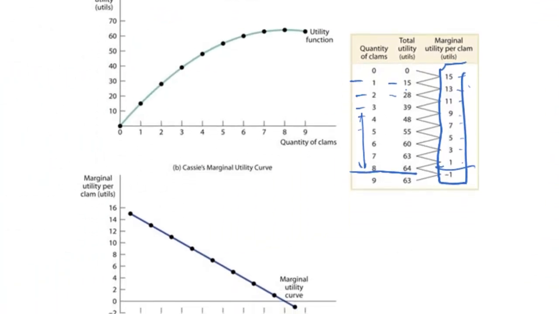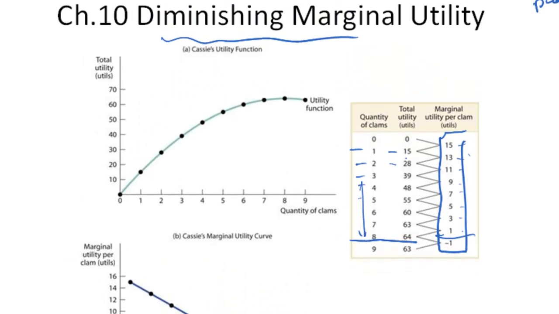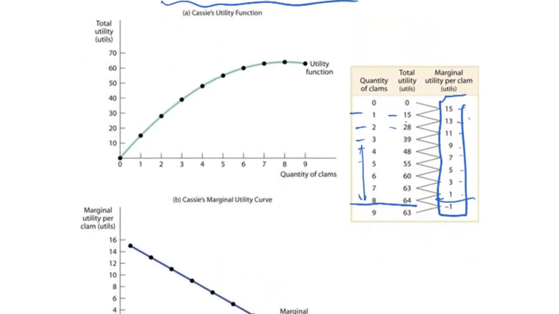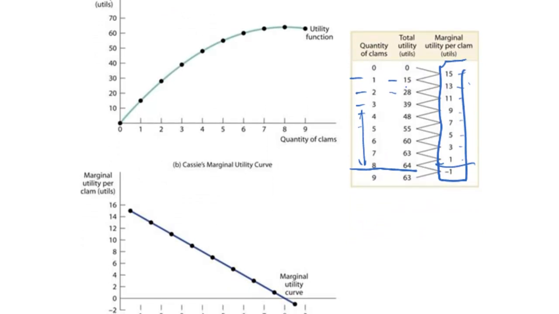Let's get into the graphing of this, because this can be a little more confusing or complex, and what we're going to use a lot over the next couple of units. So we've got two graphs that are shown here that both come from the same data table on the right. The graph on the top we're calling Cassie's utility function. We could also call that just the graph of her total utility, or TU.